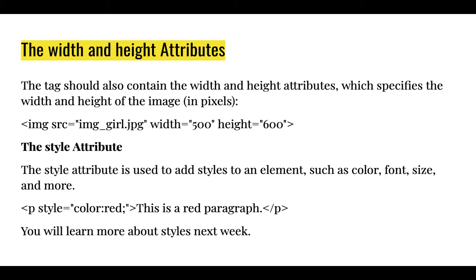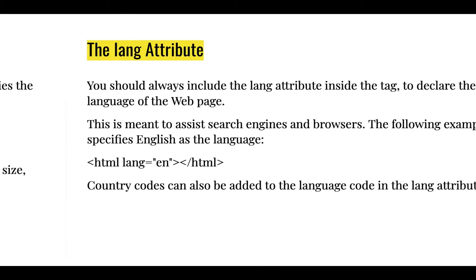The next attribute to be looking at is the style attribute. The style attribute is used to add styles to an element such as color, font, size, and more. In this example, we added the style attribute and, inside the opening quotes, we gave a property of color and set its value to red. So when this element is rendered, the color of that particular paragraph is going to be red. You will learn more about styles next week.